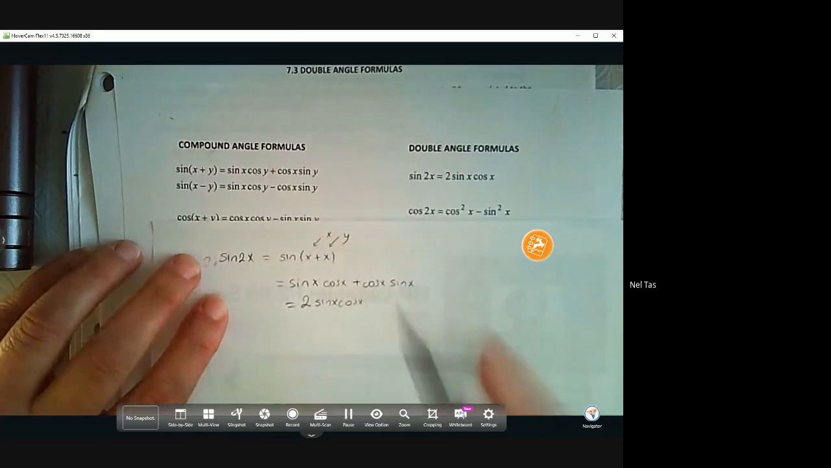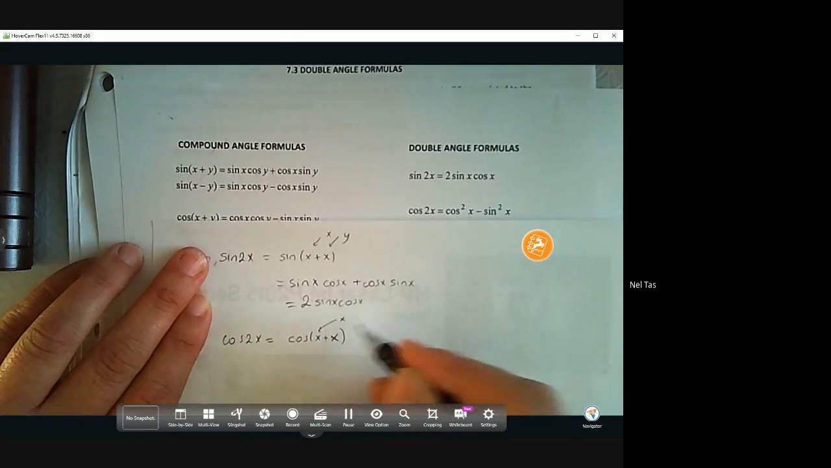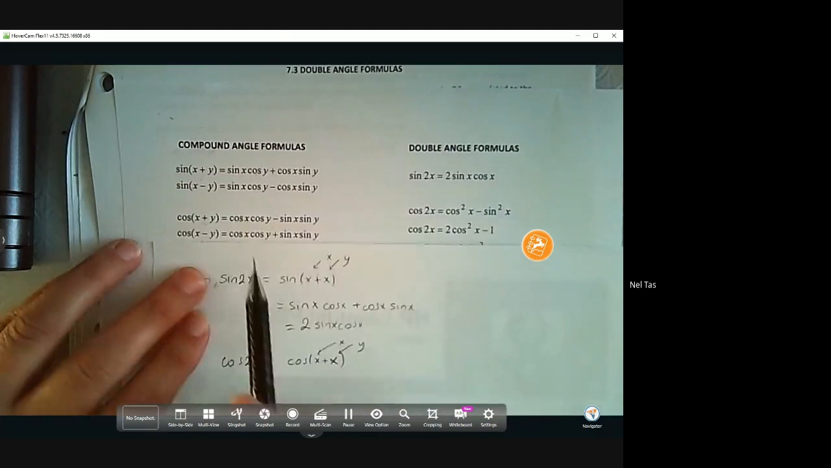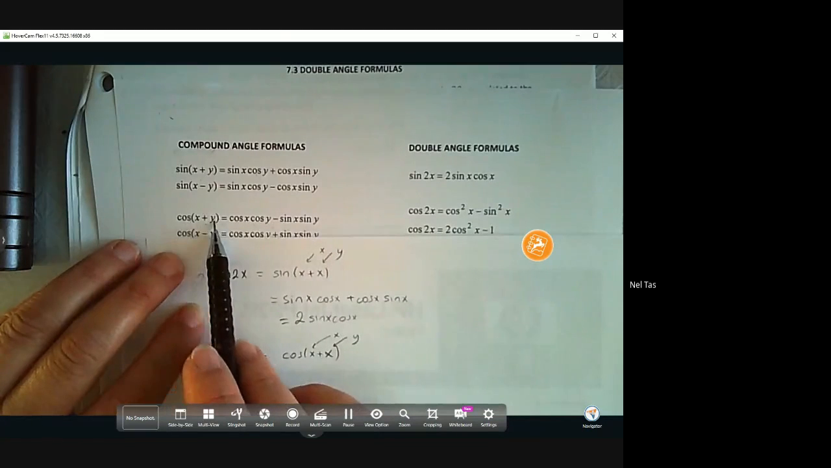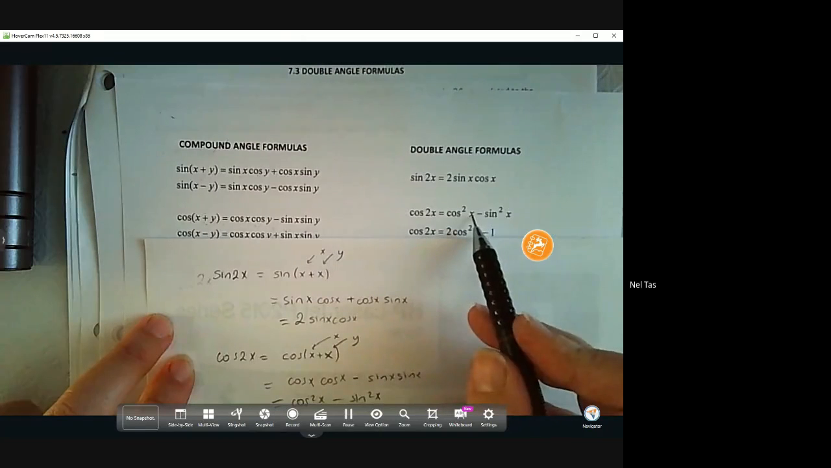Okay, so we can do the same thing for cos 2x. Cos 2x, you can write this as cos x plus x. Again, this first angle you can take as x, the second as y, and apply the cos x plus y formula. Then you get cos x cos y, but your y is another x, minus sine x sine y, but again that y is another x, so sine x. So basically, you get cos square x minus sine square x. This is the first formula you have.